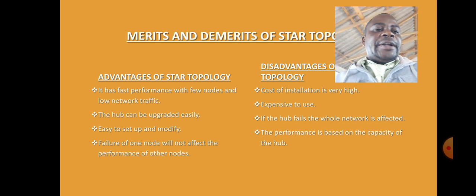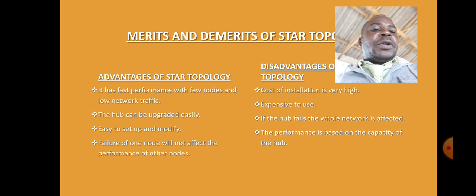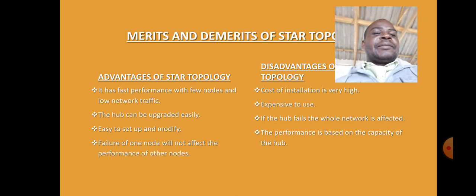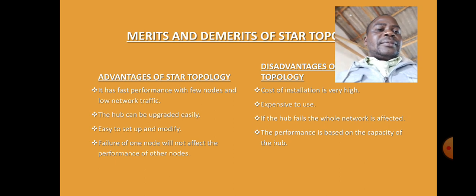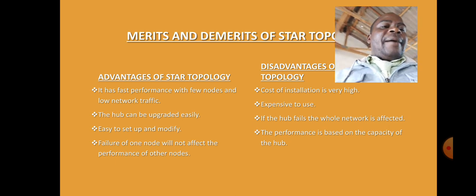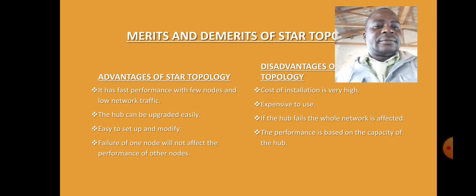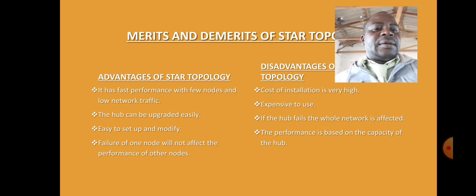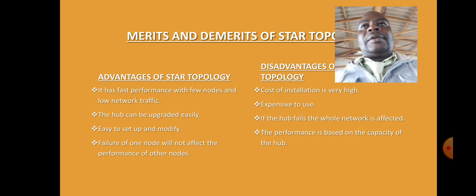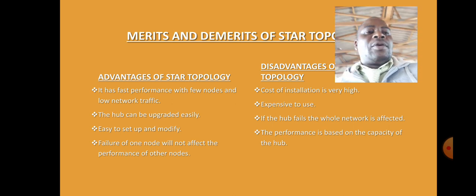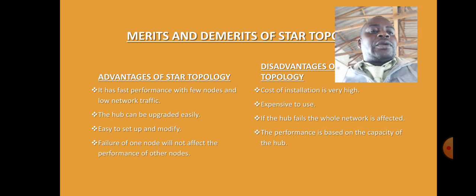On the disadvantages of star topology, the cost of installation is very high. It is also expensive to use. Again, if the hub fails, it means the whole network is affected. The performance, again, is based on the capacity of the hub, meaning if the hub is small, the performance will also be slow.